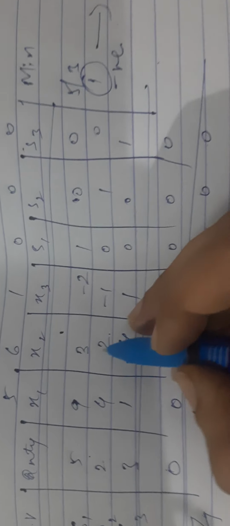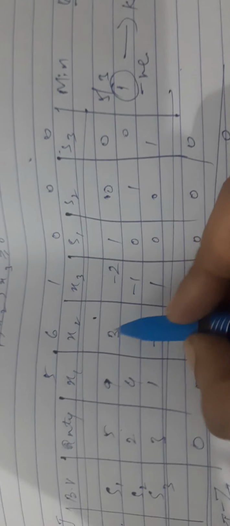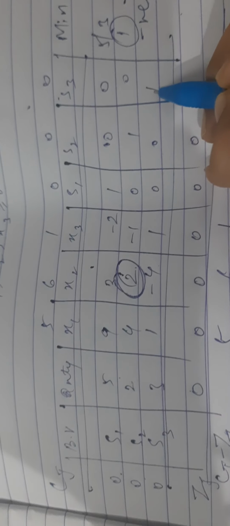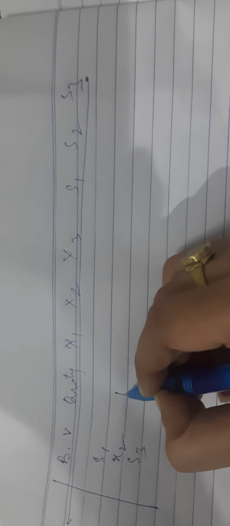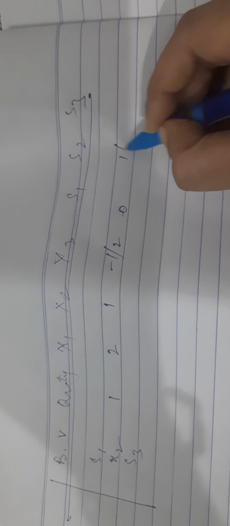So first the key row. The key column is this and the key row is this. So the key element is 2. Dividing all the elements by the key element, I get the components of the key row. So it is 1, 2, 1, minus 1 by 2, 0, 1 by 2 and 0, and the minimum ratio column.